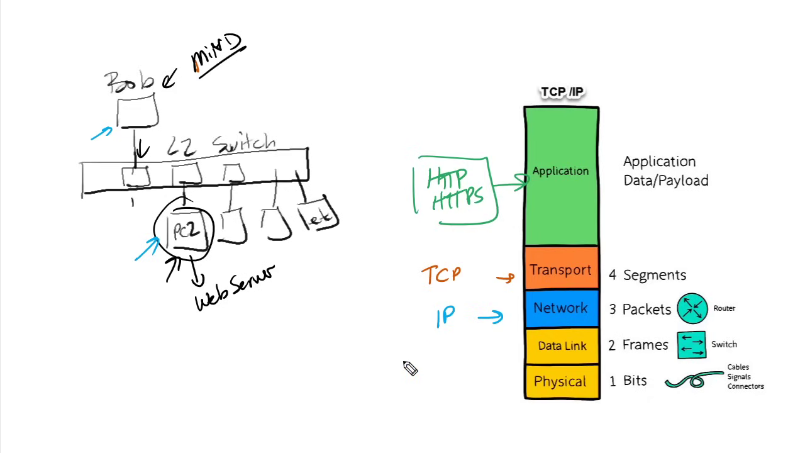Let me change that color. I want that to be kind of the color of the data link layer. Let's go for this color. In Ethernet, that's going to be the MAC address. And I'd like to pause right there and let's talk about MAC addresses for a moment.